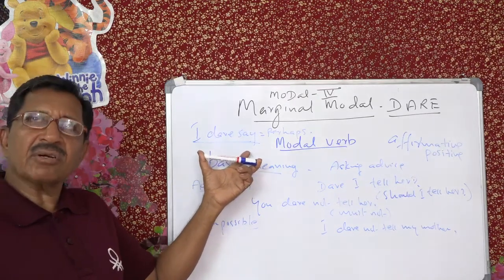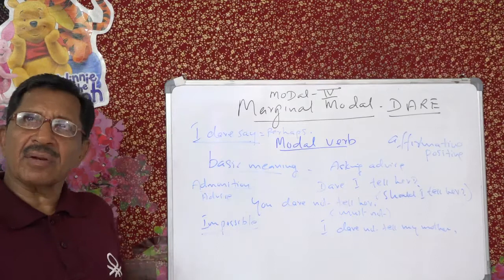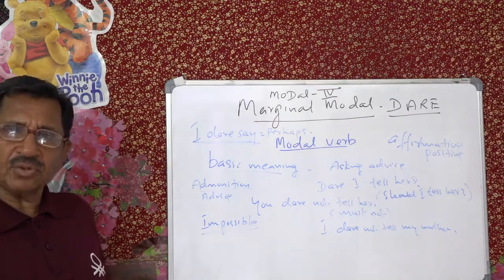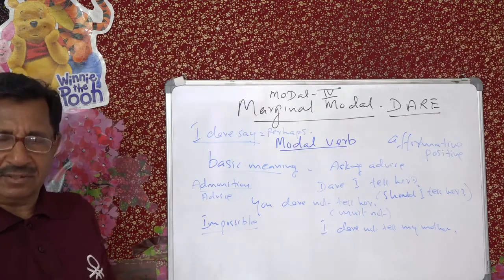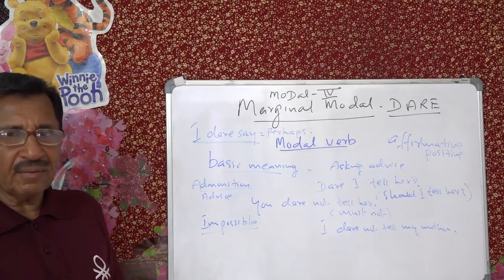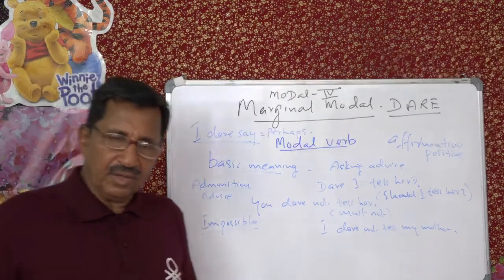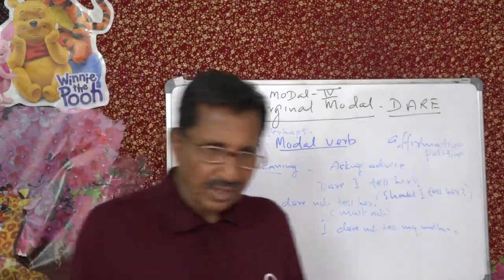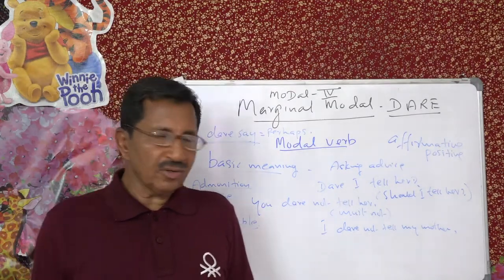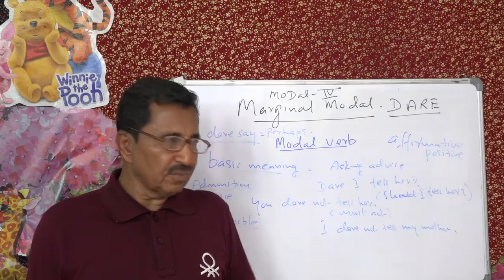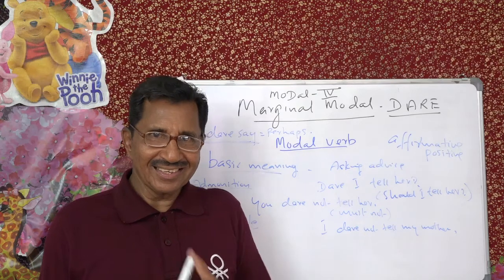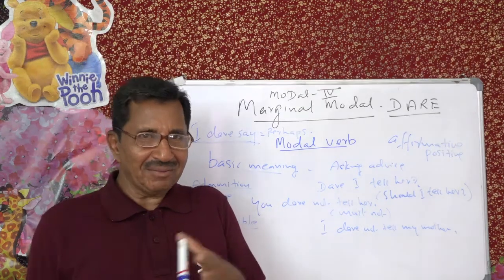I dare say it will rain. Perhaps it will rain. I don't know, I'm not sure about it. So that is an expression that is usually used in informal situations. You cannot go to the principal's room and say, I dare say I will come tomorrow. Understand that? Perhaps I will come tomorrow.